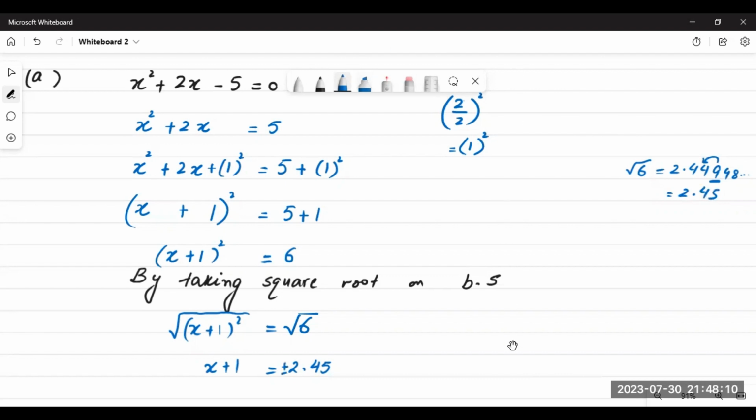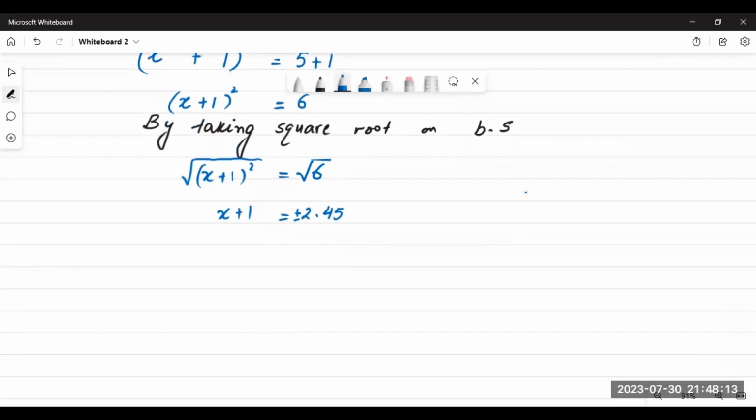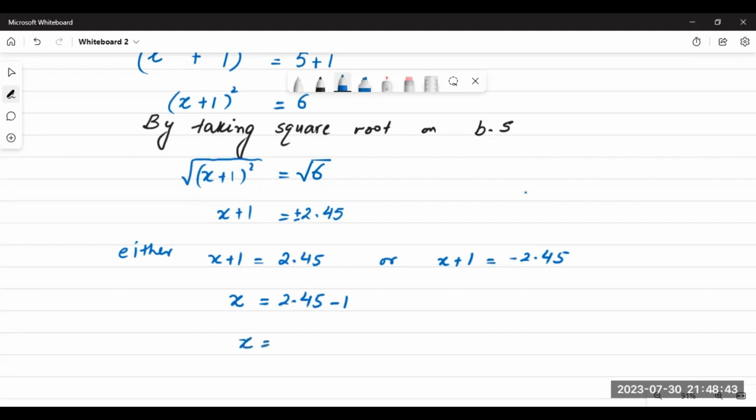Okay. So now after that, we have to simplify, so we can write it as either x plus 1 is equal to positive 2.45 or x plus 1 is equal to negative 2.45. From here, if I want to simplify for x, x is equal to 2.45 minus 1. This is plus 1, and when we shift it to the other side, it is going to be minus 1. And the answer for this one is 2.45 minus 1, which is 1.45.